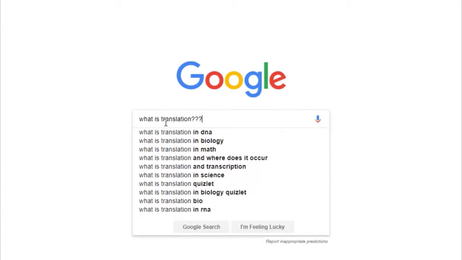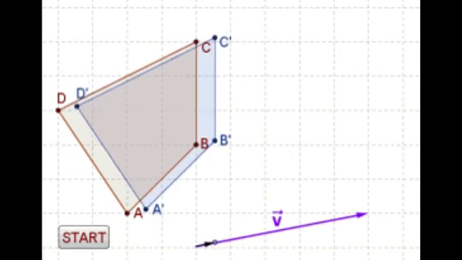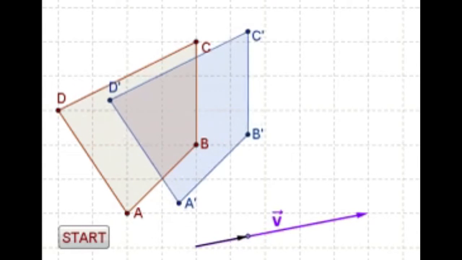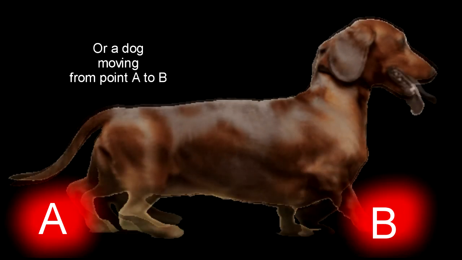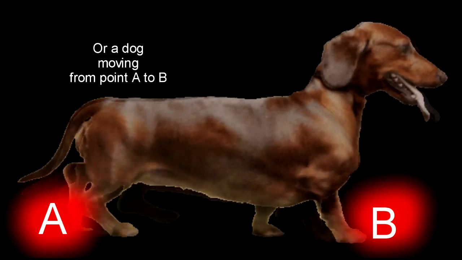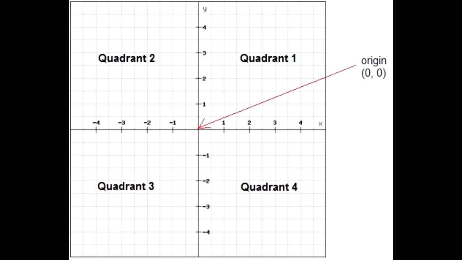What is translation? Translation is the movement or slide of a figure along a straight line. To translate a shape, every point must move the same direction and the same distance. It's as simple as moving an object such as cake from one part of the counter to the other. In math, however, coordinate planes are often used instead.